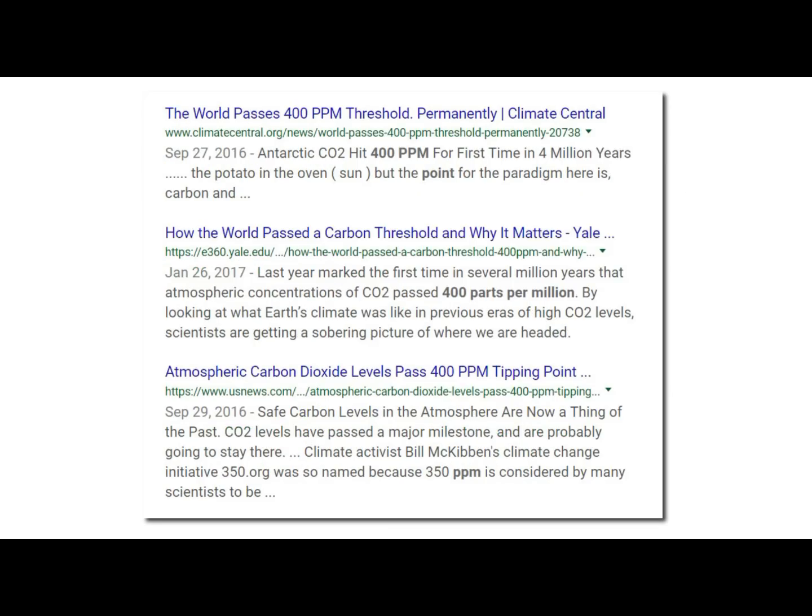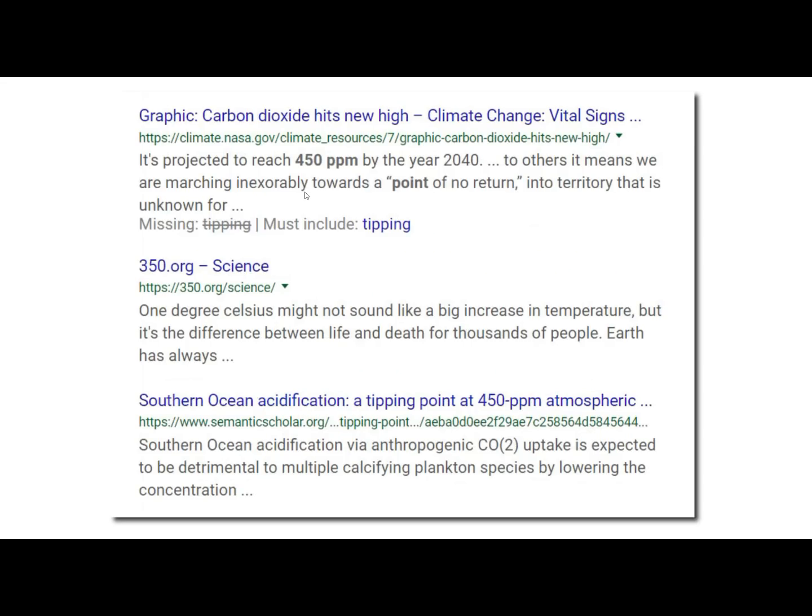So we passed 350 parts per million in 1988. Nothing bad happened. So they changed the target to 400 parts per million. If we went above that, we were doomed. Well, we passed that a couple years ago. And now they've moved it up to 450 parts per million. Yep, if we get above 450 parts per million, everything's going to fall apart, just like it did at 350 parts per million and 400 parts per million.